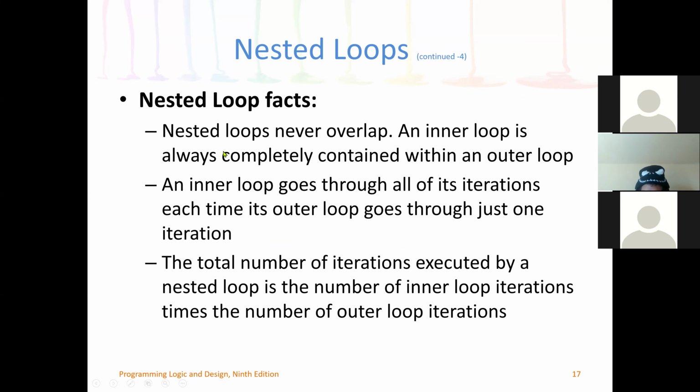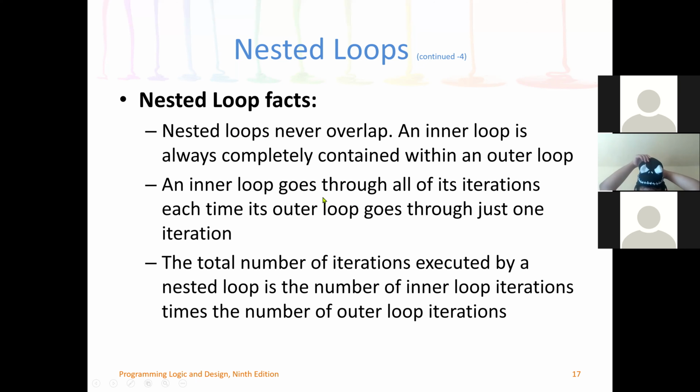Anytime the outer loop condition is false, we can't go in. So here we are saying that nested loops never overlap, because an inner loop is always completely contained within an outer loop. For the inner loop to be accessed, the outer loop has to be true. And if the inner loop is true, we keep doing something in the inner loop until the condition is false. Then we come back and check the outer loop again. So it never overlaps.